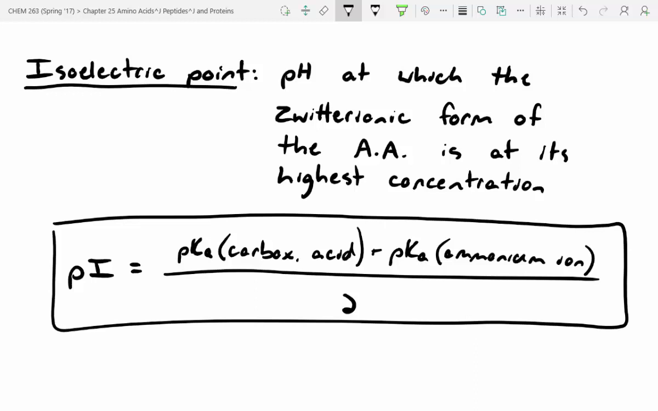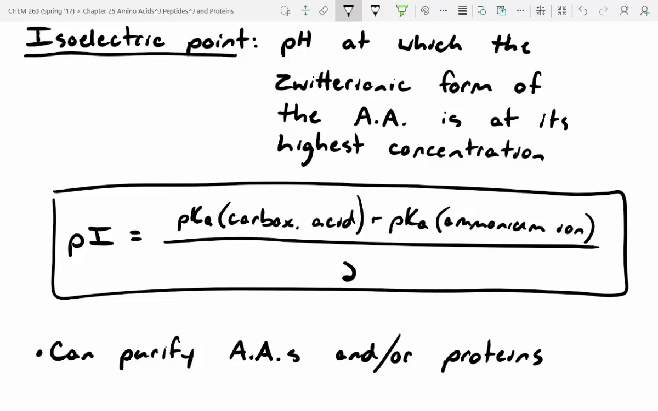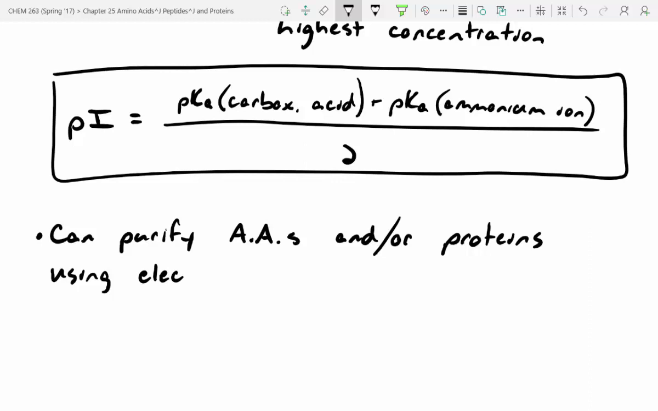If you're in lab and you need to purify proteins or individual amino acids, you can actually subtly change the pH by providing the appropriate buffer condition and then do gel electrophoresis to actually separate things out based on whether or not they're charged. So it's a pretty common technique once you get further into biochemistry, but you can purify amino acids and or proteins using electrophoresis at the proper pH. Have you guys done any of that in your labs here? You guys have? Yeah, so gels are pretty dang common once you get into research labs. They're one of the most common ways of purifying biomolecules.